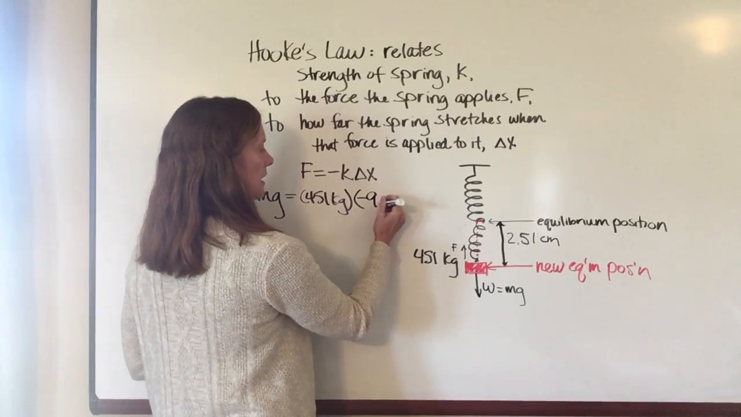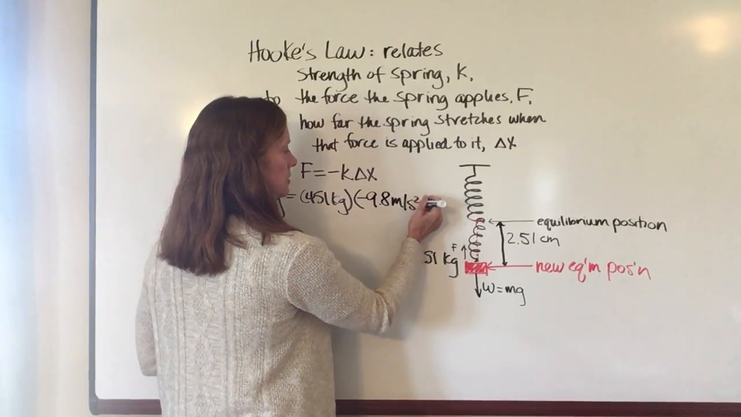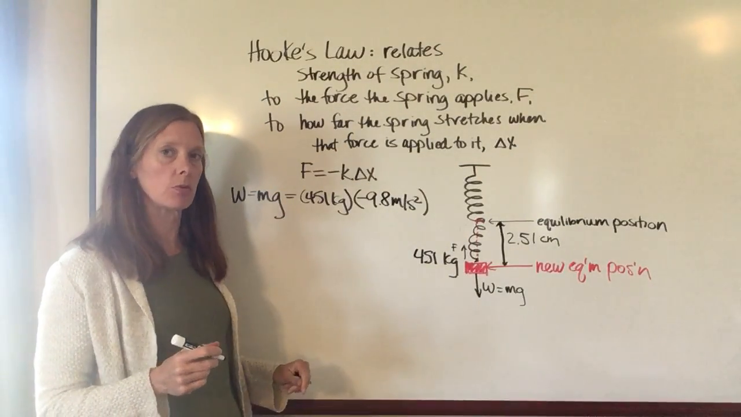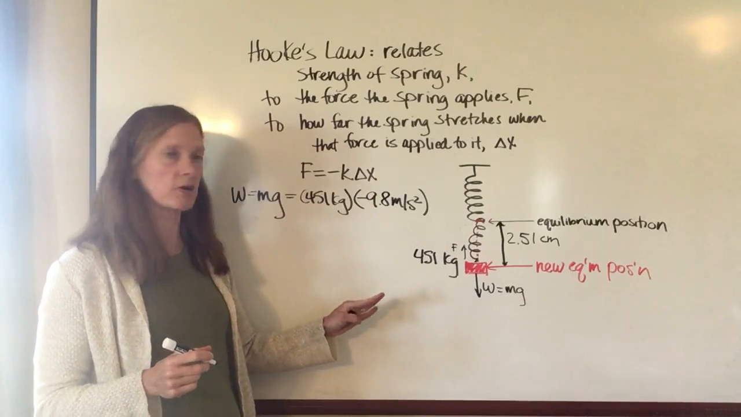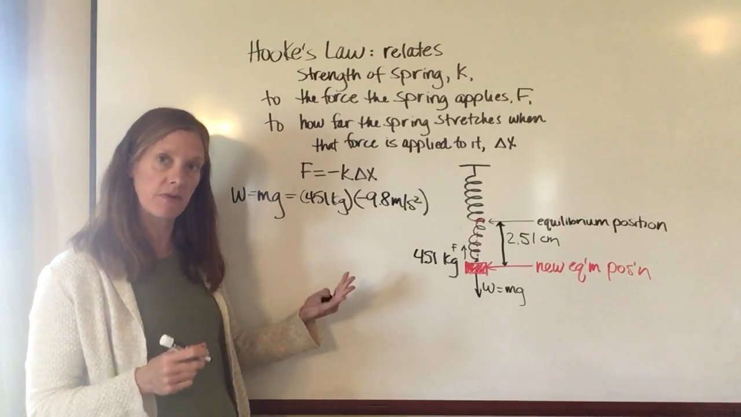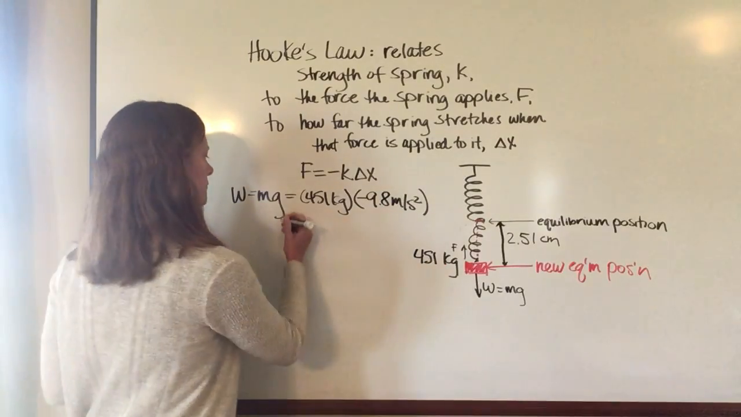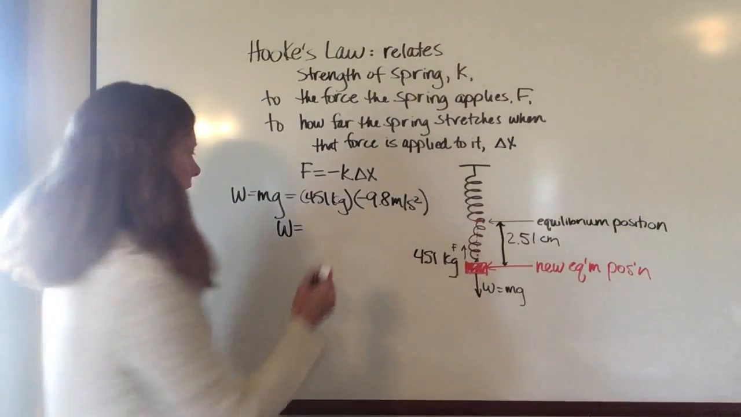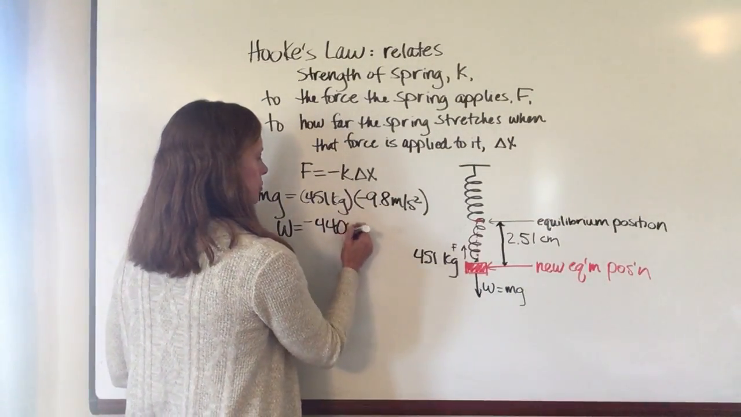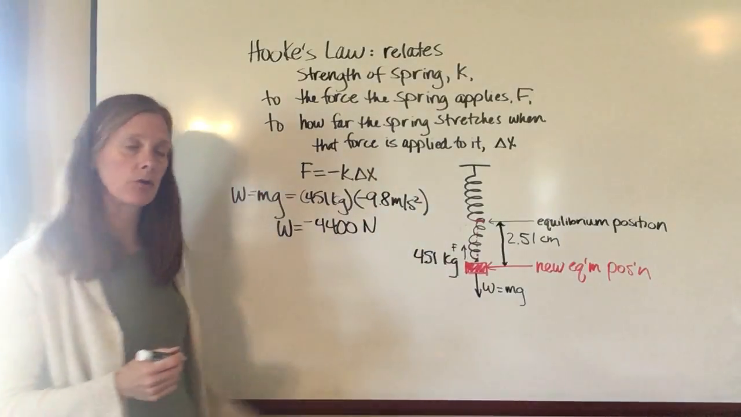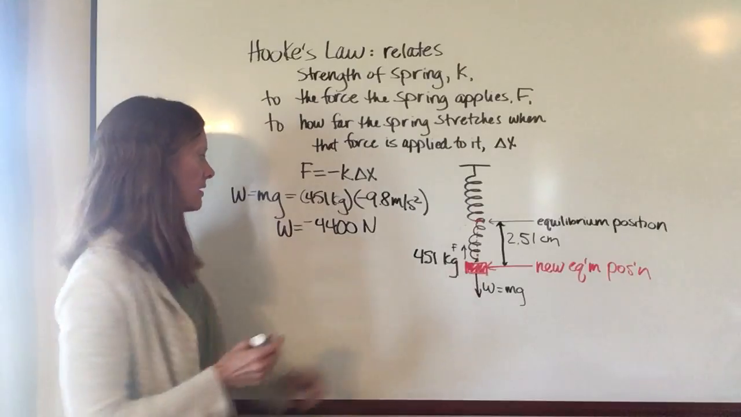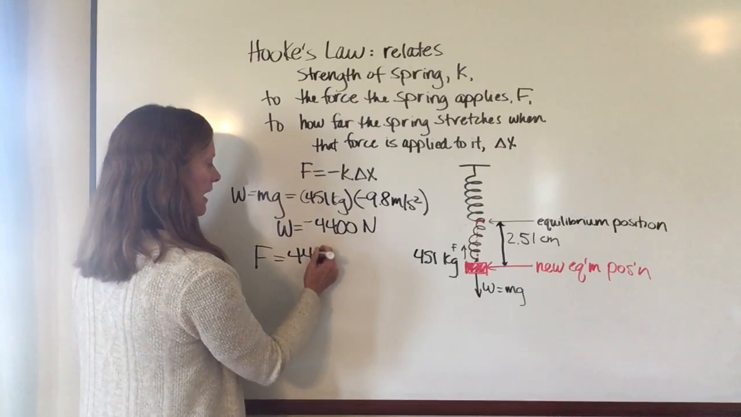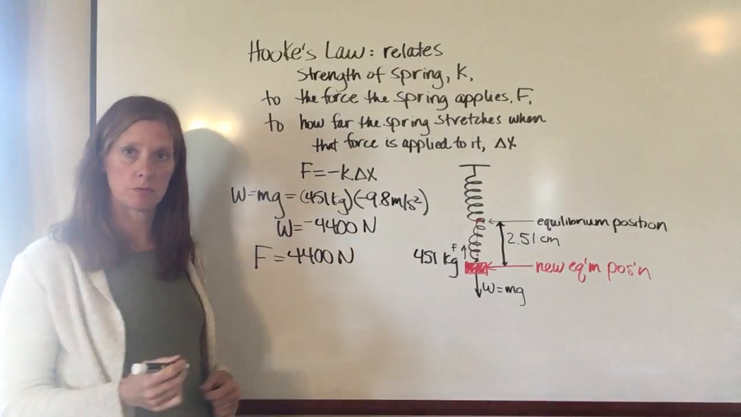So if I use weight equals mass times gravity, I have a mass of 451 kilograms, and gravity is going to be negative 9.8 meters per second squared because it is acting downward. Remember that since we've got a vertical position here, we need to keep in mind which direction is positive and which direction is negative, and by convention we say that downward is going to be negative. So that gives us a weight of negative 4,400 newtons, and it is acting downward. So that tells me, again, because this is not in motion, that the force being applied by the spring is a positive 4,400 newtons.